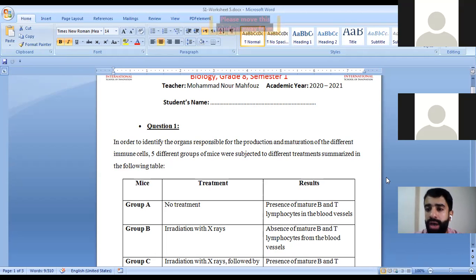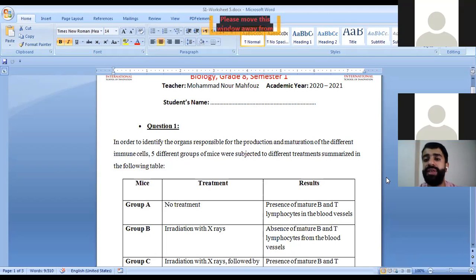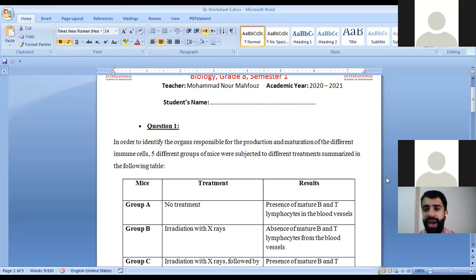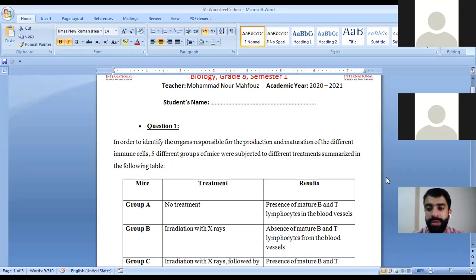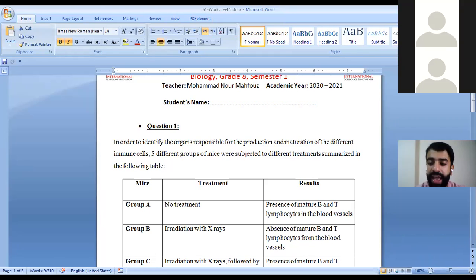Let's now move to Maya. What do you think? What is the role of the thymus? What is the role of the thymus, Maya? Let's see if she has a connection problem or something. Maya, do you hear me? Okay, let's move now to Khadi and then we come back to Maya. Khadi, what do you think? What's the role of the thymus? It matures the T lymphocyte. Excellent, excellent. Thank you, Khadi. It matures only T lymphocytes.